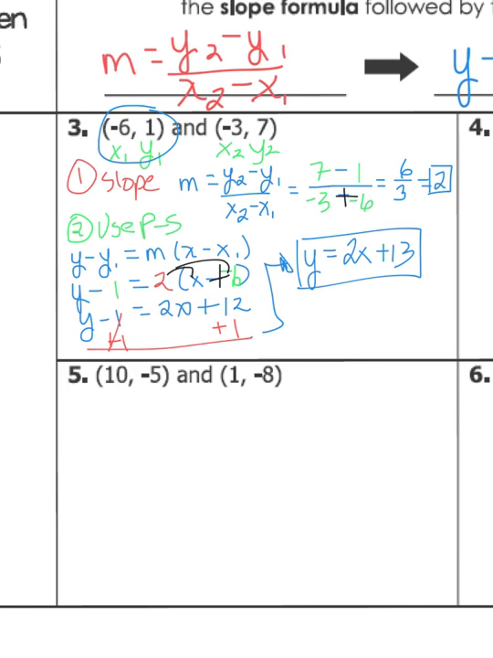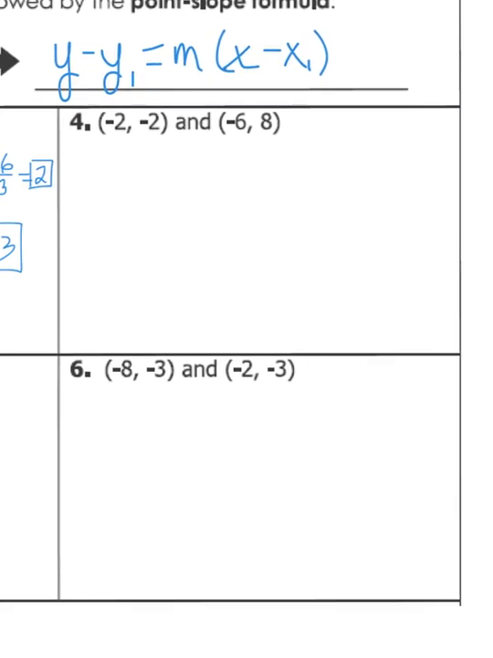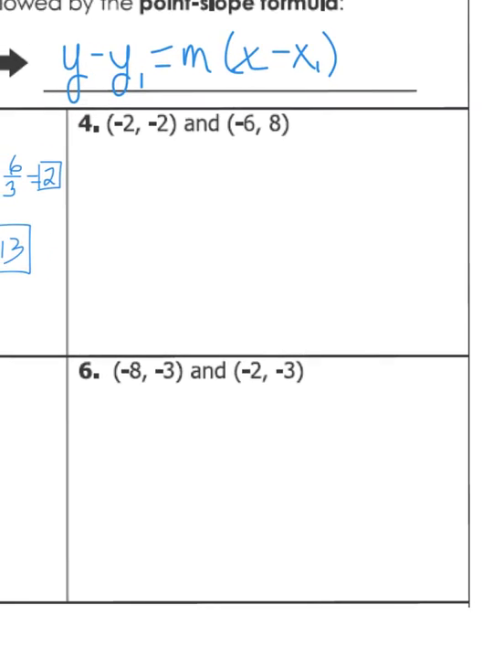All right, so then let's look at number 4, and we'll be done with this section. So again, the first thing I want to do is label my points x sub 1, y sub 1, x sub 2, y sub 2. I'm going to find my slope first. So this time I'm not going to write my formula down, but you should if you don't know it. So m equals, and I'm going to put my template in here.